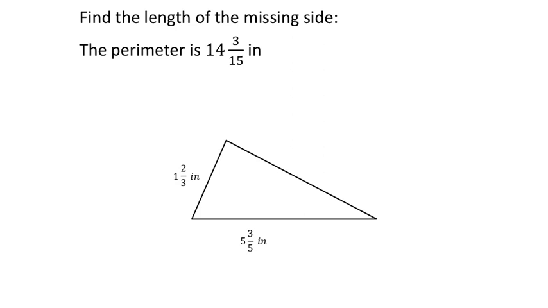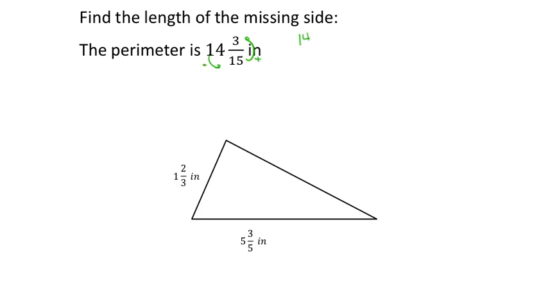Now, since we're dealing with mixed numbers, I'm going to do this by hand. I'm going to take 14 and 3/15 inches and change this into an improper fraction. Okay, so let's take this perimeter, 14 and 3/15. Let's apply the cycle method, so multiply and add.